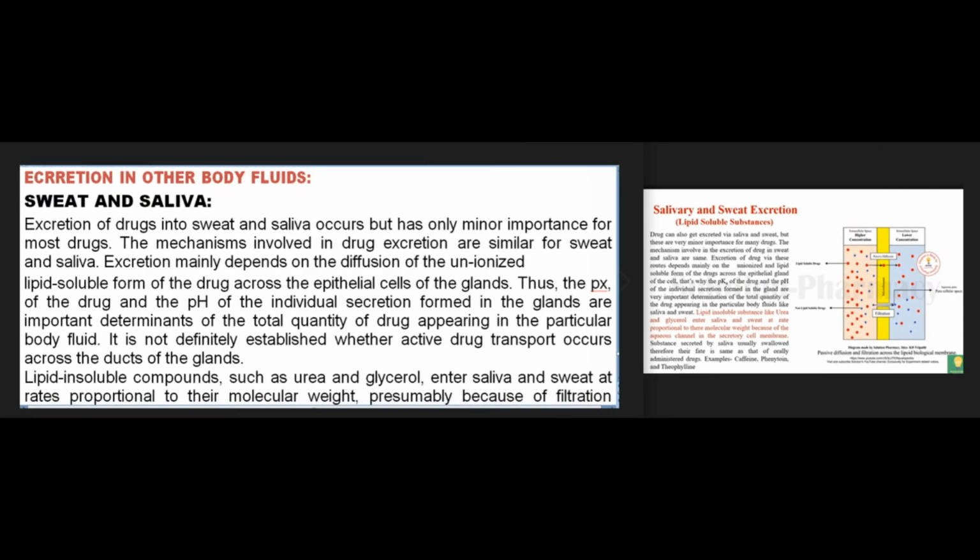Excretion in other body fluids, sweat and saliva. Excretion of drugs into sweat and saliva occurs but has only minor importance for most drugs. The mechanisms involved in drug excretion are similar for sweat and saliva. Excretion mainly depends on the diffusion of the unionized lipid-soluble form of the drug across the epithelial cells of the glands. Thus, the pH of the drug and the pH of the individual secretion formed in the glands are important determinants of the total quantity of drug appearing in the particular body fluid.